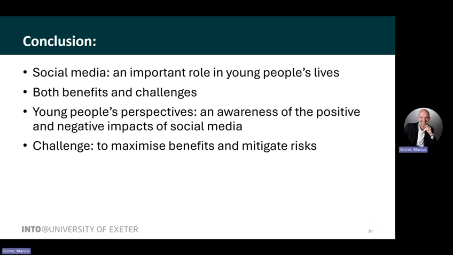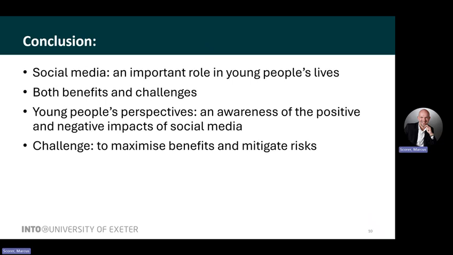Finally, we come to our conclusion. As we've explored throughout this lecture, social media is playing an important role in young people's lives worldwide, bringing both significant benefits and notable challenges. We've seen how platforms like Instagram, TikTok, and WhatsApp offer unprecedented opportunities for connection, self-expression, and learning.